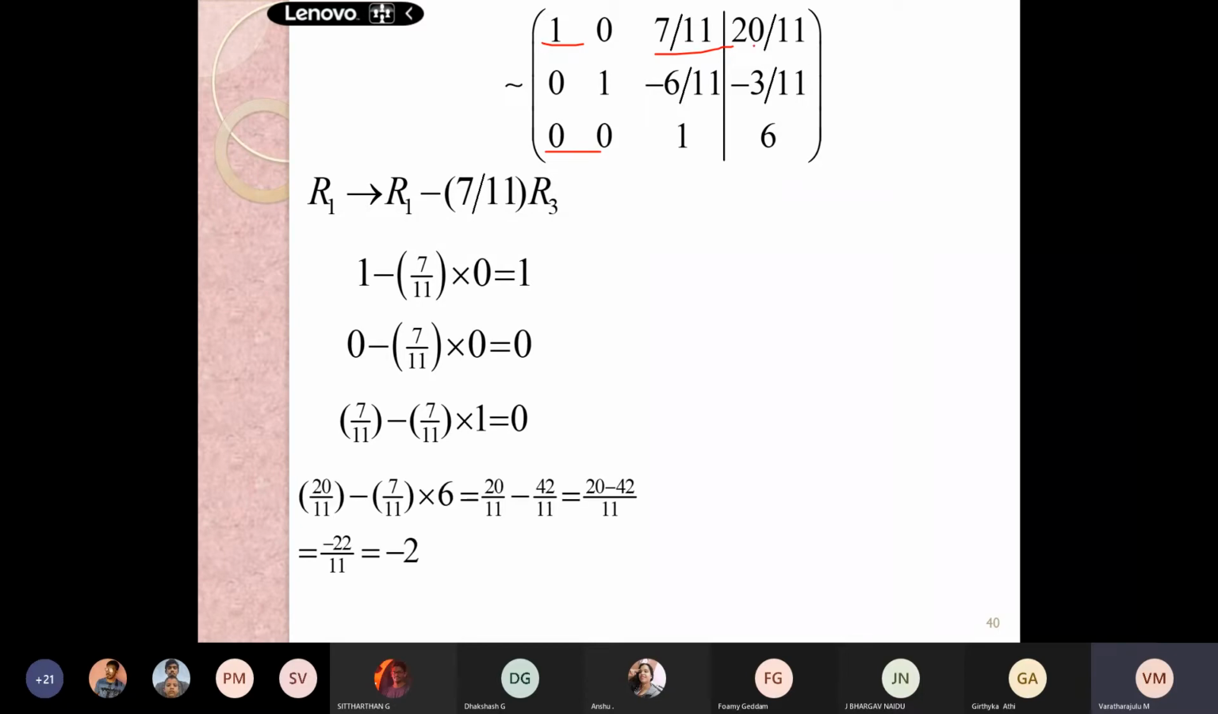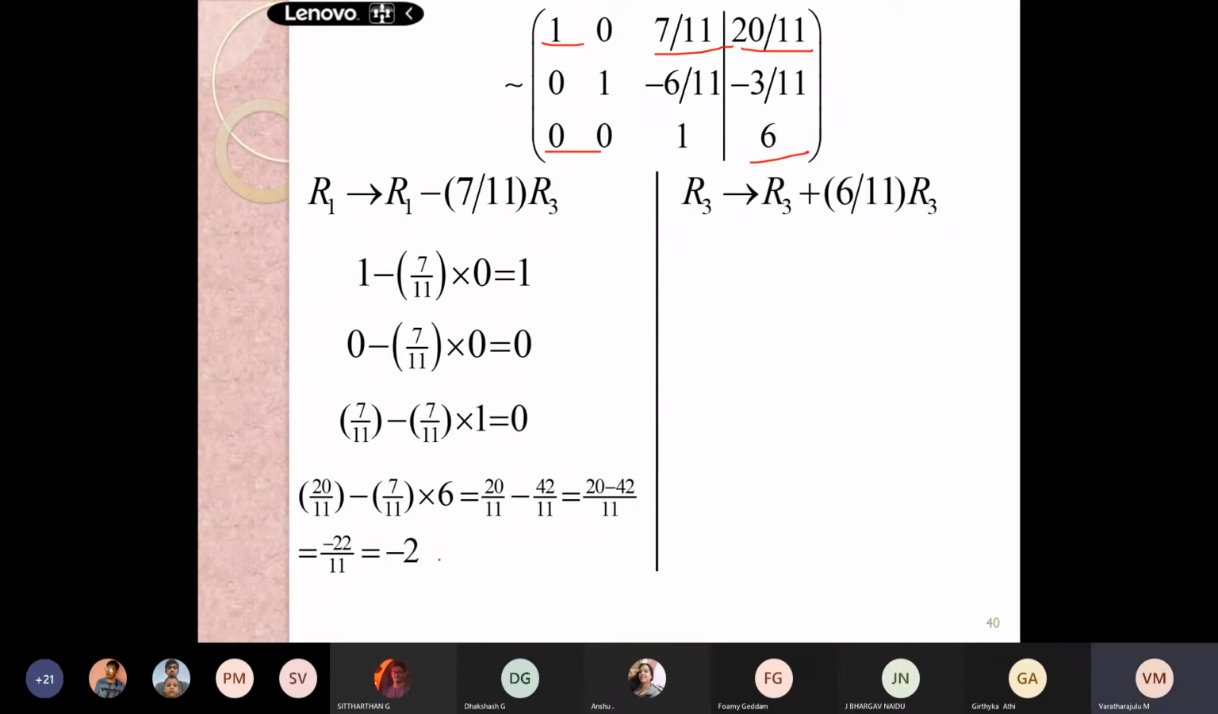Now my concern is on the RHS, 20 by 11 minus 7 by 11 into 6. 20 by 11, let it be. Here minus 42 by 11, we have common LCM. Therefore, I'll get minus 22 by 11. That becomes minus 2.